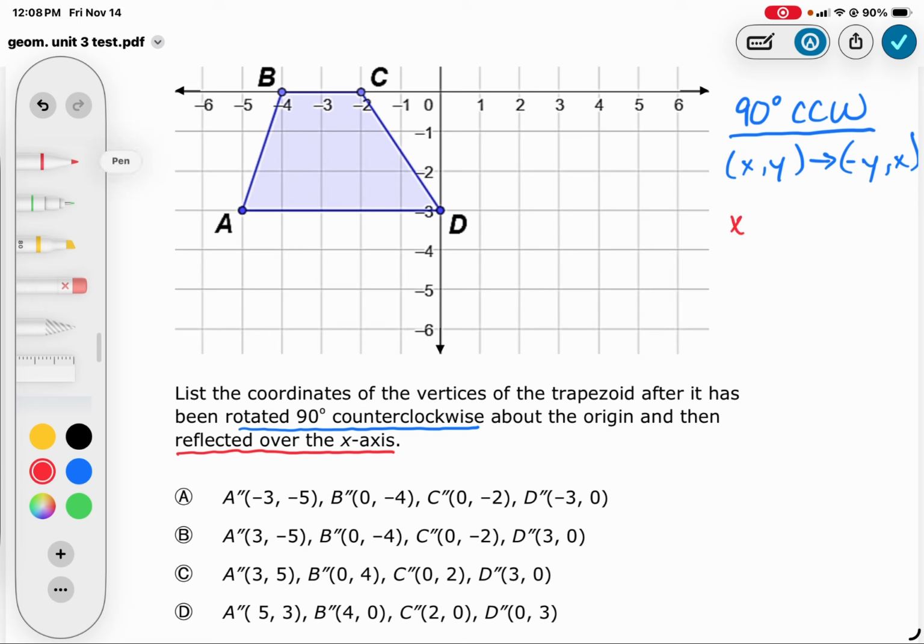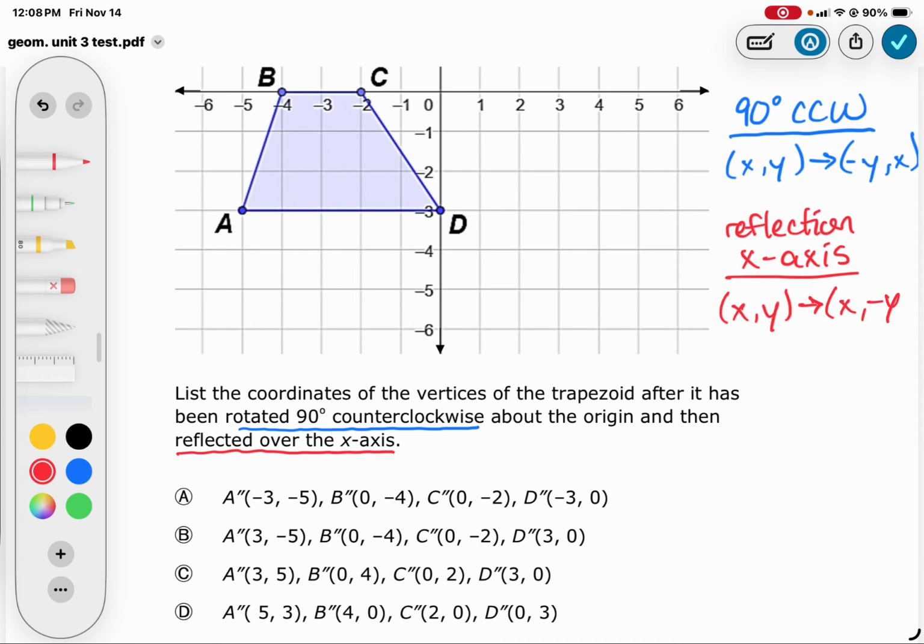Now, for reflection over the x-axis, let's write that out. Reflection, x-axis. And I've discussed this before in another video. Whatever your x and y are, the x stays the same and the y changes to its opposite.